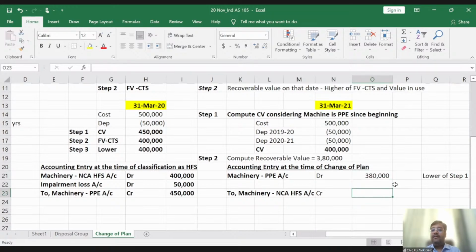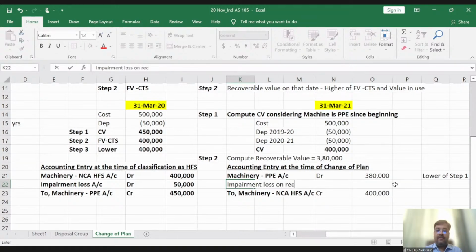What will be the credit? Sir, credit will be this value, 4 lakh, because your machine NCHFS is at 4 lakh rupees, right? Because it was recognized at lower of carrying value at that point of time and fair value less cost. Again, sir, whether we will debit depreciation or impairment loss, we have to debit impairment loss. Why? Because for 2021 entire year, this was never a PPA. This was a non-current asset held for sale, right? Hence, it will be impairment loss on reclassification.